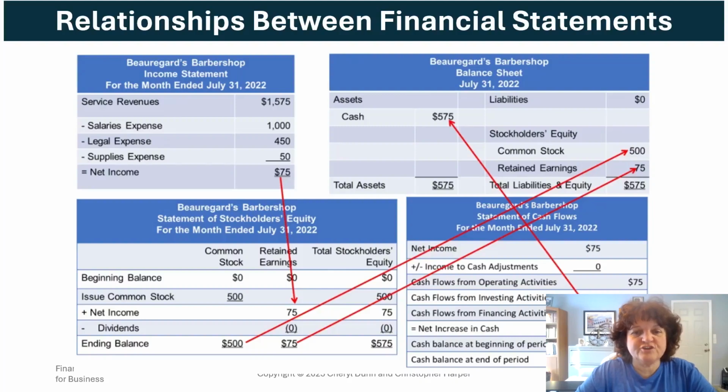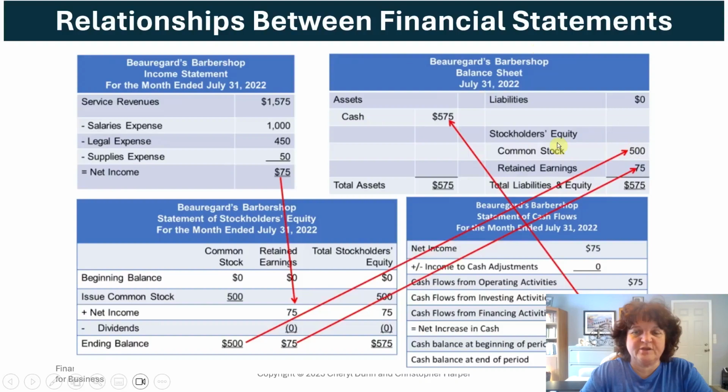You'll notice that this was the first year of business for this company, and so we have the retained earnings shown as 0 to start with, and then we're adding net income of $75 and then subtracting dividends of 0 to get an ending balance of 75. The statement of stockholders' equity also shows that we had 0 common stock to start with, and then we issued additional shares of common stock totaling $500 to the owners, and then that gives us the ending balance of common stock of $500. And we notice that that $500 also then appears on our balance sheet.